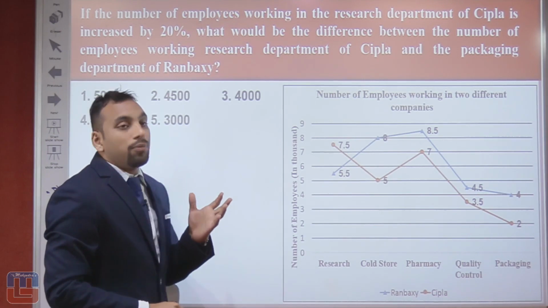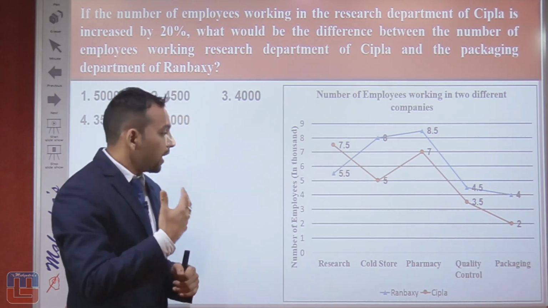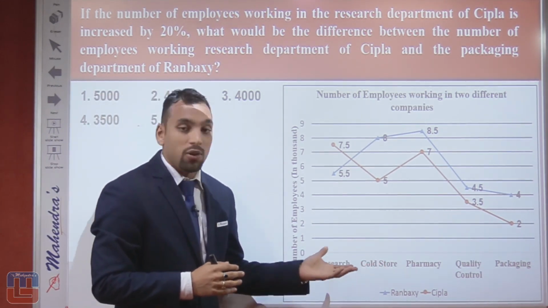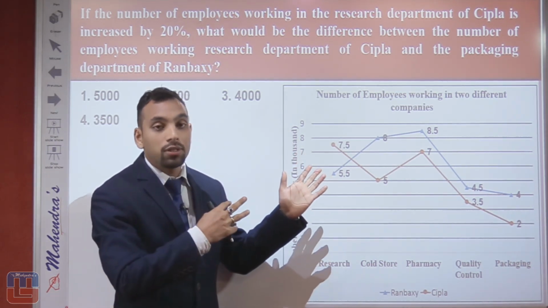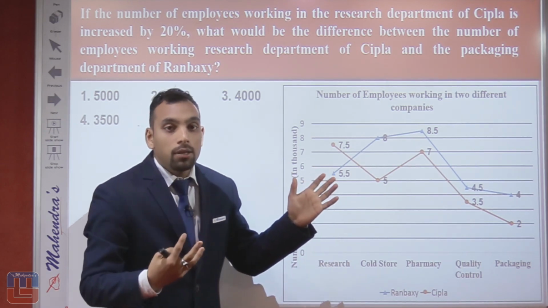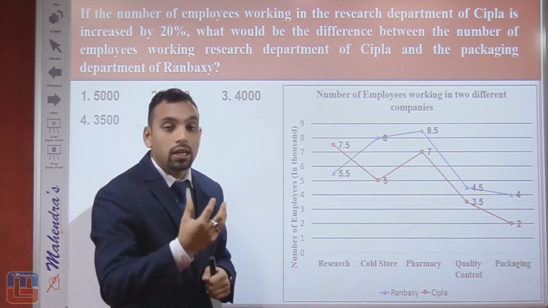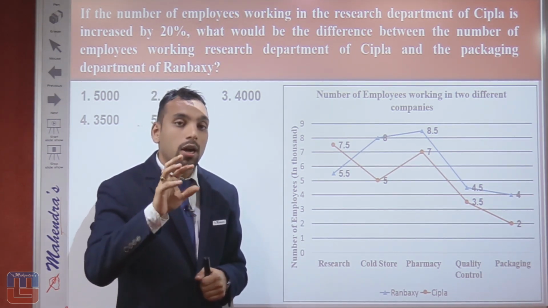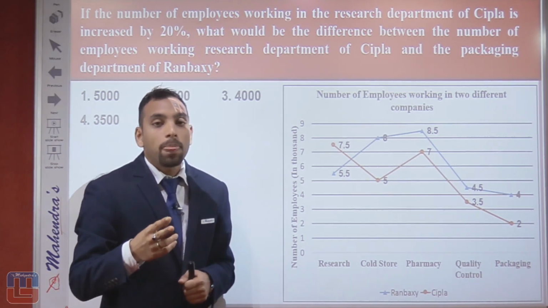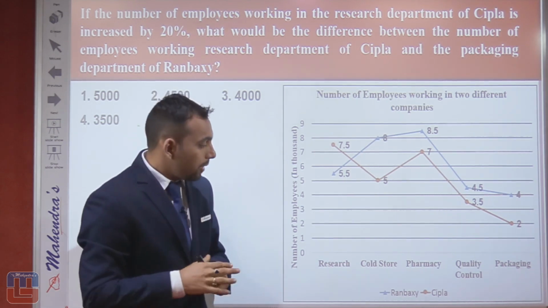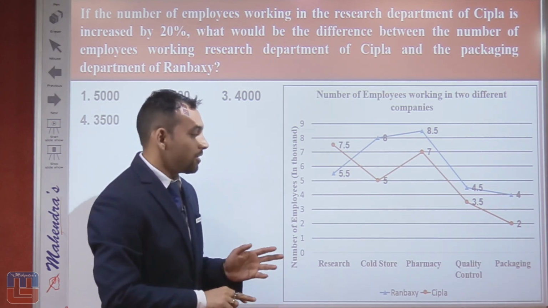Now see, you can see the first question. Again I am saying, these are the departments and we have two companies, Ranbaxy and Cipla, and the number of people working in different departments is given in thousands, right? Now in DI, firstly you have to see what exactly the DI is saying to us, and then you have to read the question, then you have to correlate the relation. For example, if the number of employees working in the research department of Cipla, firstly we will see the number of employees working in the research department of Cipla.